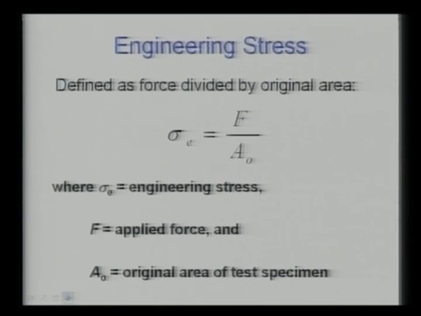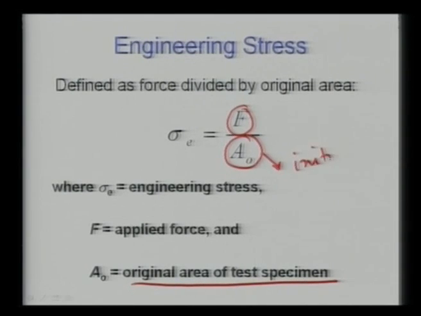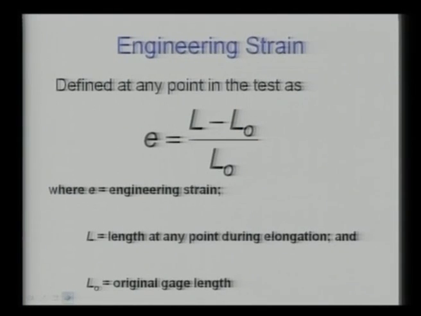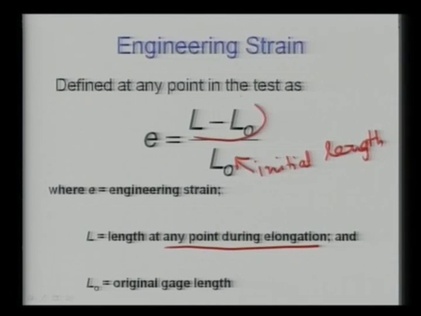Now first understand what is called engineering stress. Engineering stress simply means the force divided by the initial or original area of the test specimen. So this is the original cross sectional area, the initial cross sectional area of the test specimen, and this is a simplistic description or definition of the engineering stress. Similarly, engineering strain means the length at any point during elongation minus the original or initial length, divided by the initial length. So that is the length increment divided by the initial length, that is defined as the engineering strain.